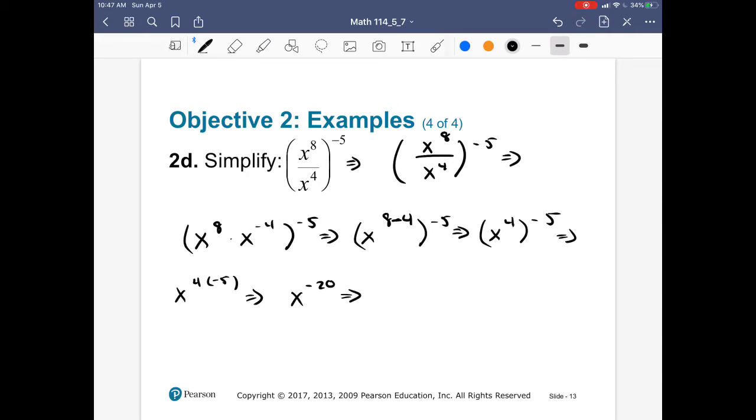We're almost done, with the exception that we don't like that negative exponent, negative 20. So that becomes 1 over x to the 20th.